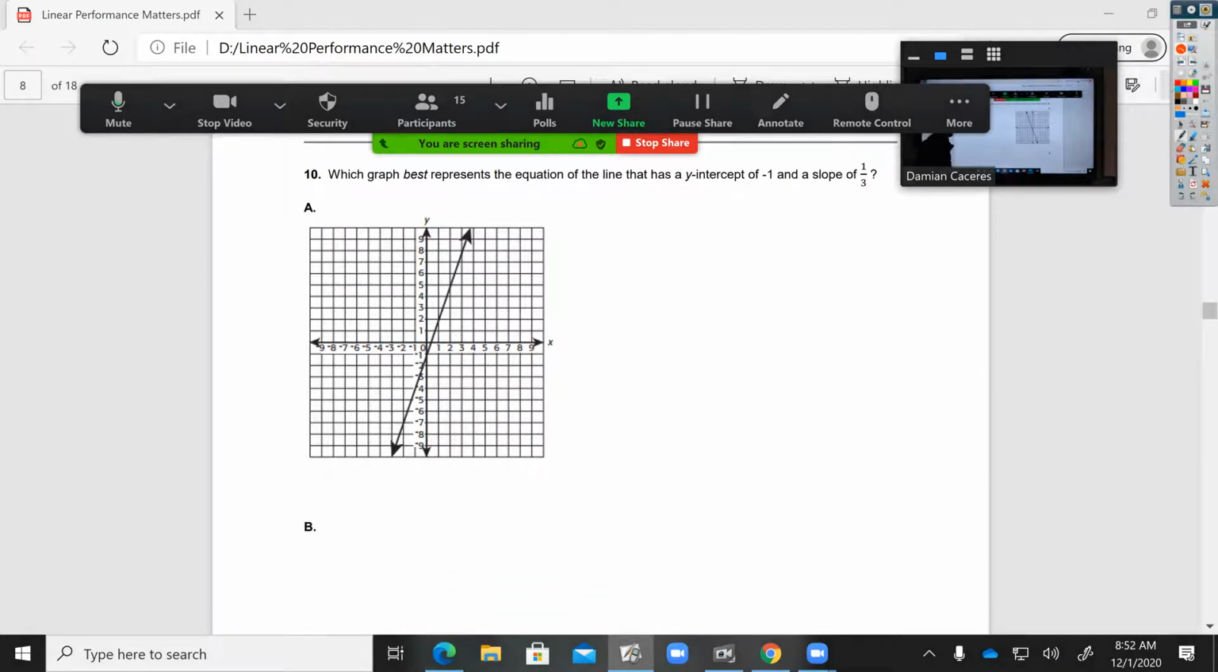Alright, here's another one where we have to select the graph. Y-intercept is negative 1, slope is positive 1 over 3. This one touches negative 1 on the y-axis, so it has the correct y-intercept. But the slope is up 3, right 1. Up 3, right 1 would be 3 over 1. That is not the same slope as 1 over 3. So we know A is not the answer.